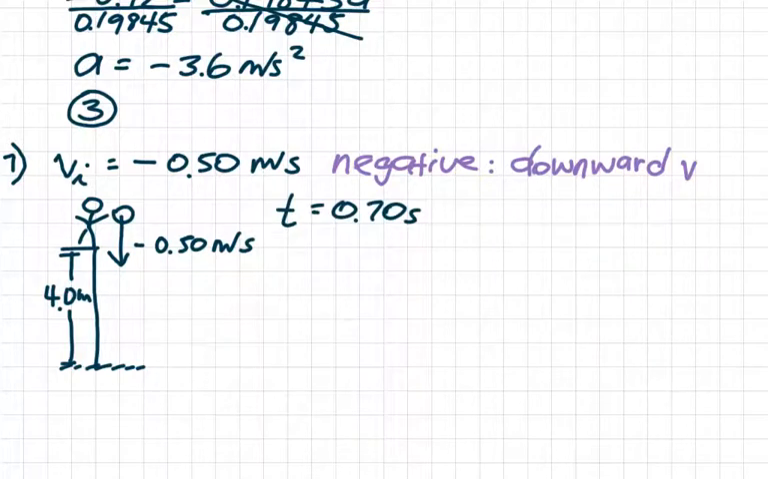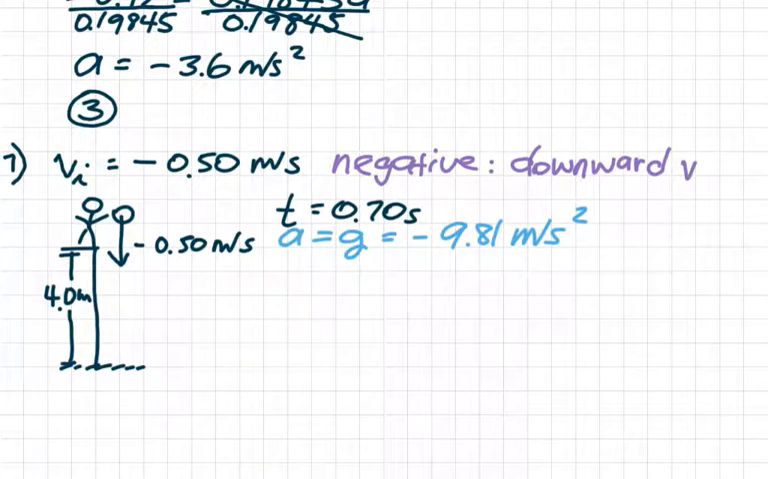We have a time of 0.7 seconds, and we have an acceleration due to gravity of negative 9.81 meters per second squared. Because even though the ball is thrown downward, as soon as it leaves the person's hand, whether it was dropped or thrown, gravity is the only thing acting on it, and so the ball accelerates towards the ground at negative 9.81 meters per second per second.